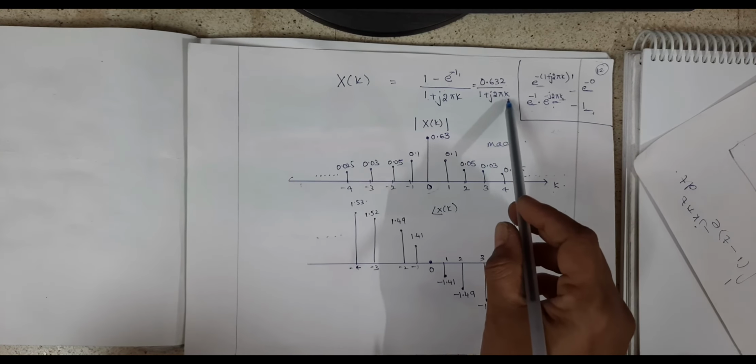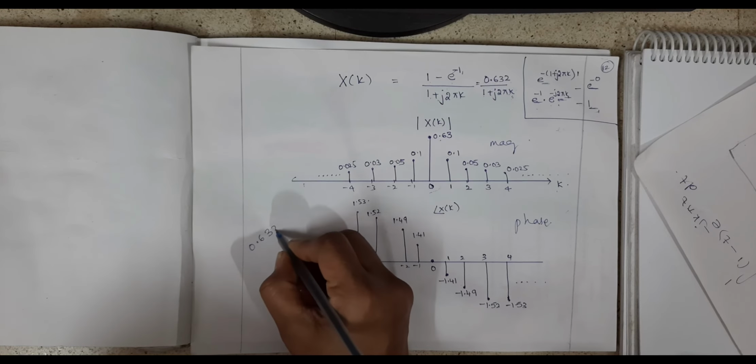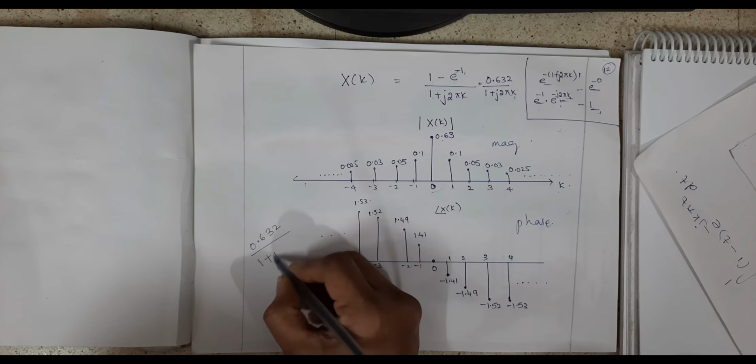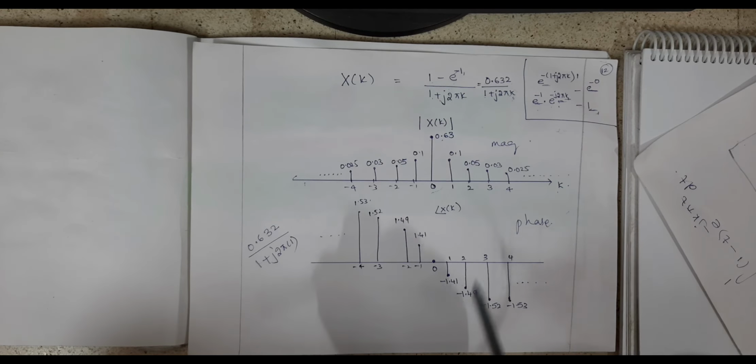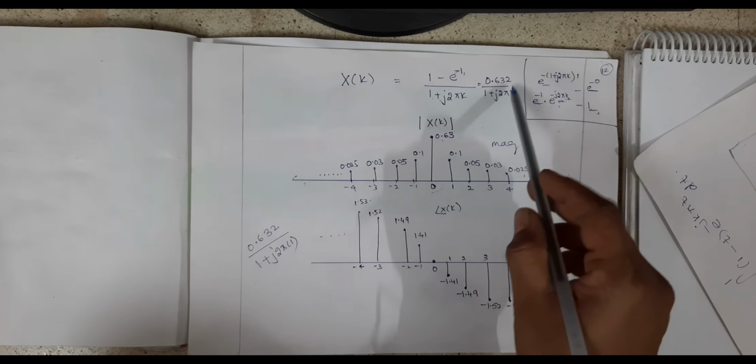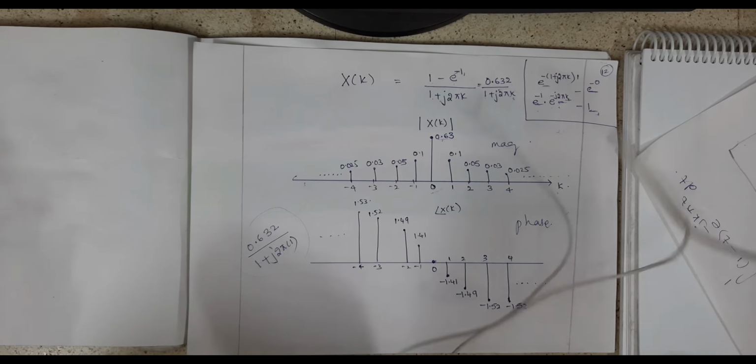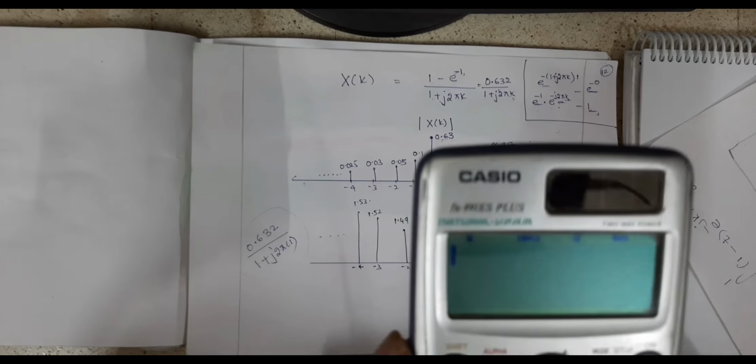Now substitute k equal to 1. If you substitute k equal to 1, it is 0.632 divided by 1 plus j into 2 pi into 1. If you take the angle for k equal to 0, it is 0, because it is a constant value. Now for this one we will calculate the magnitude and also the angle. When you are doing this, you have to keep your calculator in radians mode.